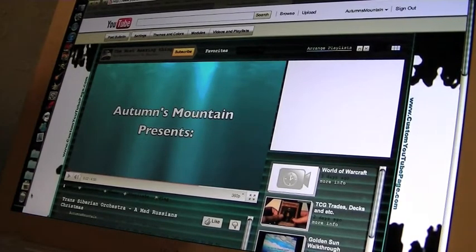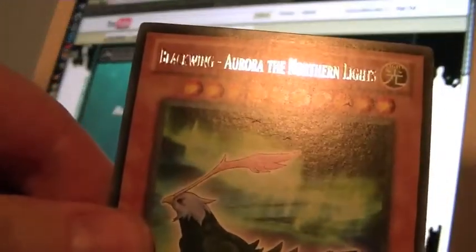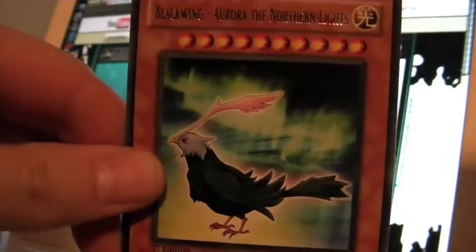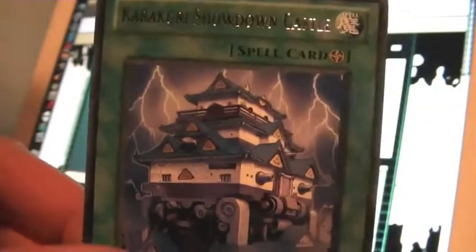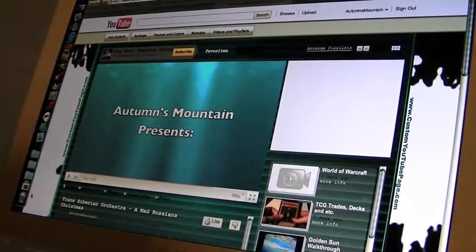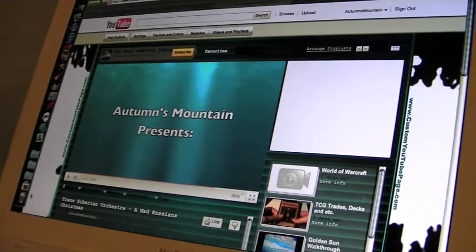I also did pull these rares if you want to see them. A Blackwing Aura of the Northern Lights. Sorry, that's kind of glare. And a Karakuri Showdown Castle. There we go. I pulled those too, as the rares. So, those are all up for trade.